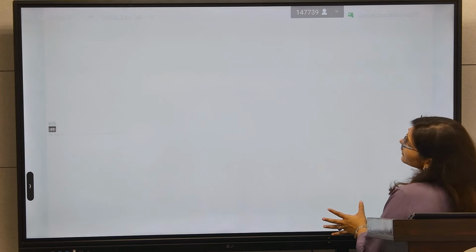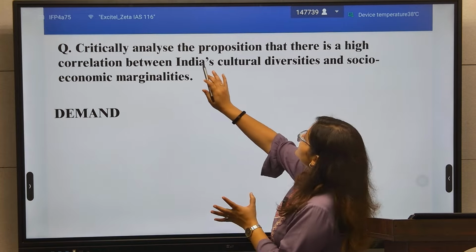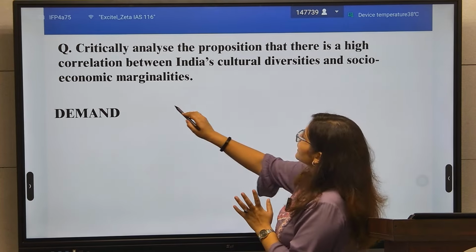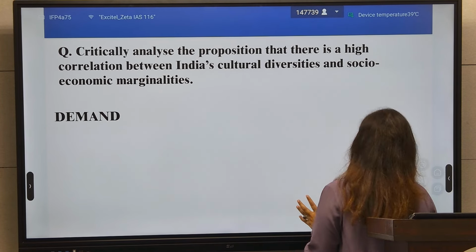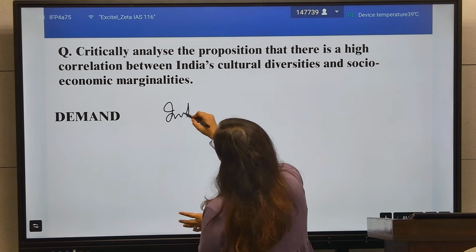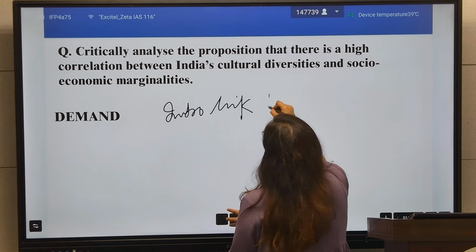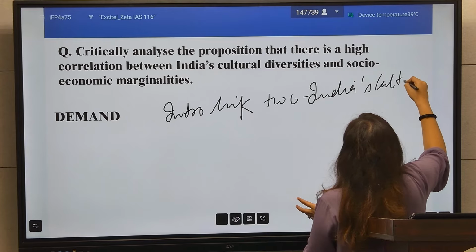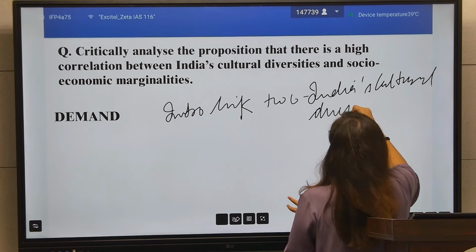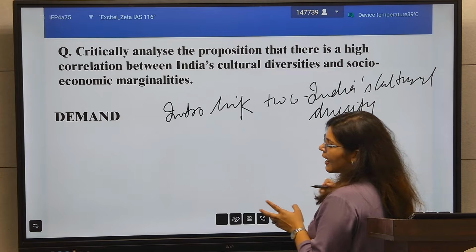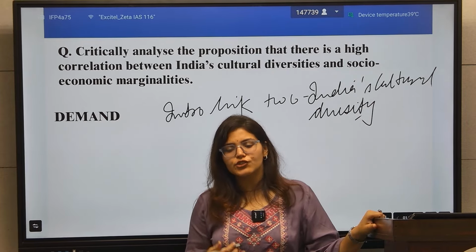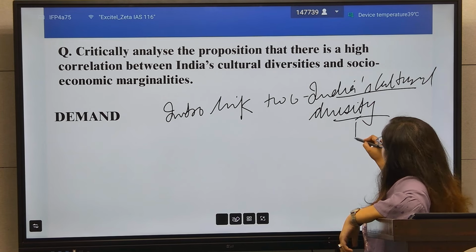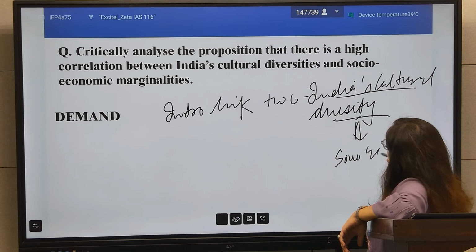So start with the intro. There are two terms in the question. One is India's cultural diversity and second is socio-economic marginalization. So in the intro part, what you have to do is link these two terms. Link India's cultural diversity, that there is variation in language, religion, culture, ethnic group, to socio-economic marginalities.